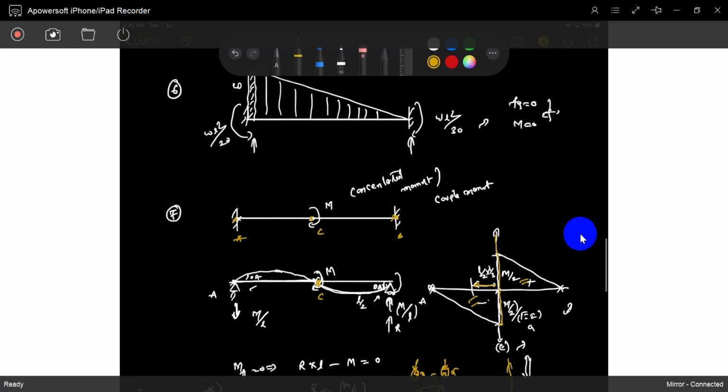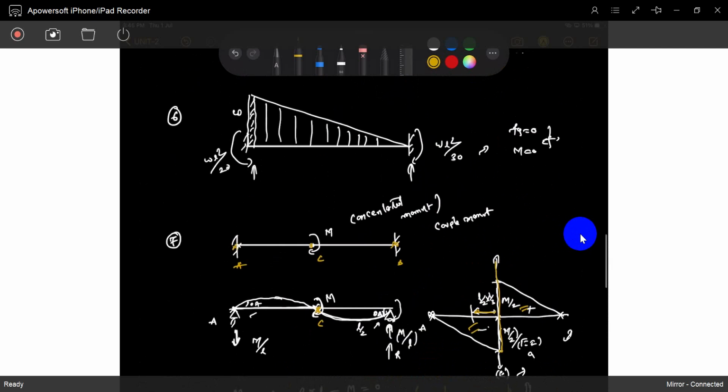If you see now, MB is developing in this direction, MA is developing in this direction. Understood? MA is developing this direction, M by 4. MB is in this direction. M by 4 and M by 4.